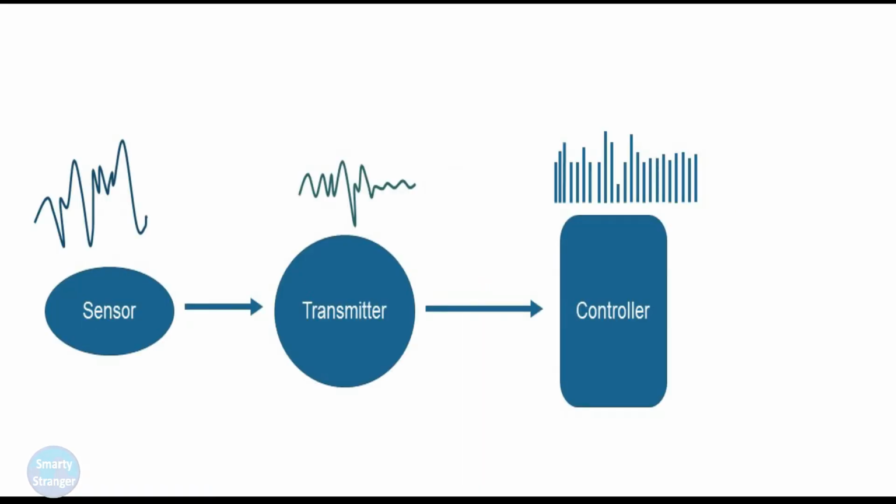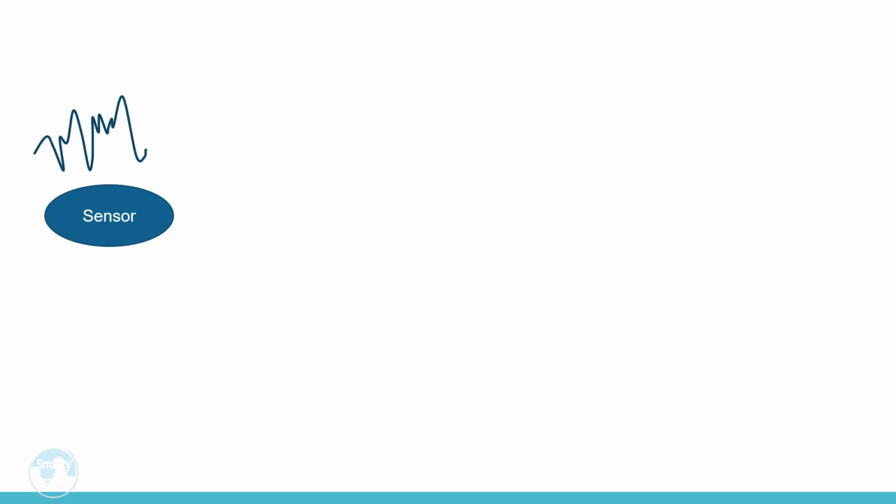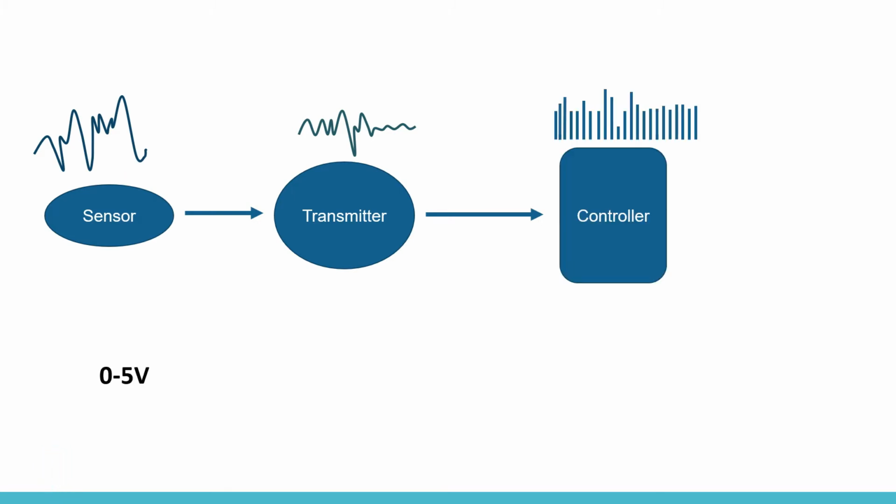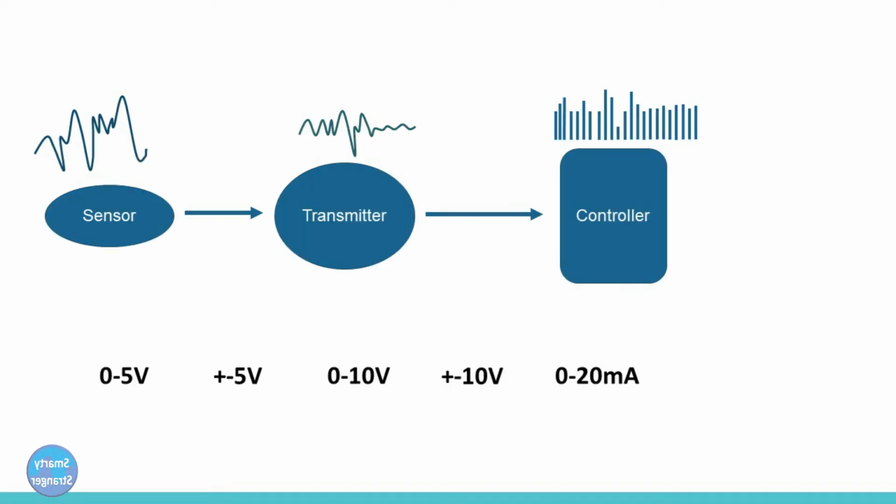Let's see how a sensor senses the quantity and sends the final signal to the controller or PLC. The sensor senses the physical quantity and a transducer or transmitter converts it into an electrical signal, which is readable to the PLC, and sends the values to our controller or PLC. These values are in 0 to 5 volt, plus minus 5 volt, 0 to 10 volt, plus minus 10 volt, 4 to 20 milliamp, 0 to 20 milliamp, etc.